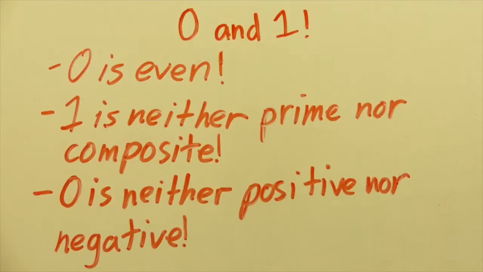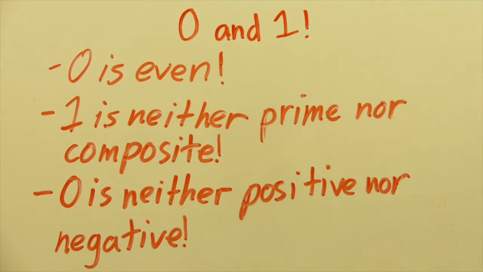Here are some interesting qualities about 0 and 1. Regarding parity, 0 is actually even. This is shown because numbers have a pattern in odd and even, so 1 is odd, 2 is even, 3 is odd, 4 is even, and so on. So if you follow that pattern, 4 even, 3 odd, 2 even, 1 odd, then 0 is even. 1 is neither prime nor composite, and this is due to mathematicians wanting to simplify some sort of theory, but it's too complicated to discuss in this video.